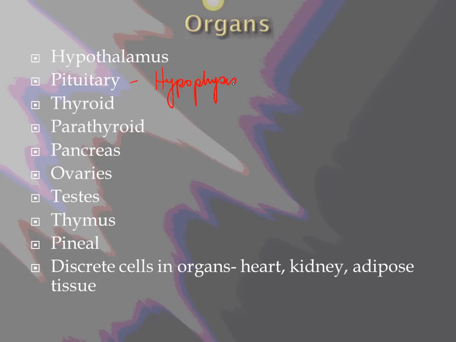Hypophysis cerebri. Then the thyroid gland, parathyroid gland, pancreas. The pancreas is both an endocrine and an exocrine gland. So it's both endocrine and exocrine. The exocrine portion, by means of ducts, pours its secretion into the digestive tract. So it has to do with digestion.